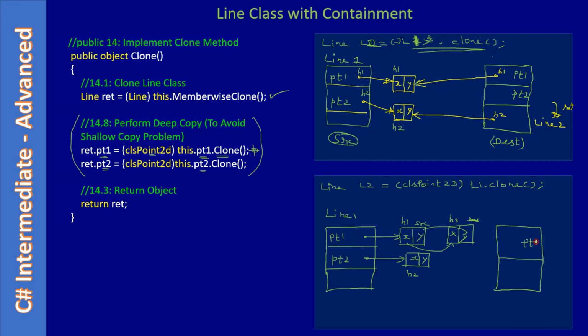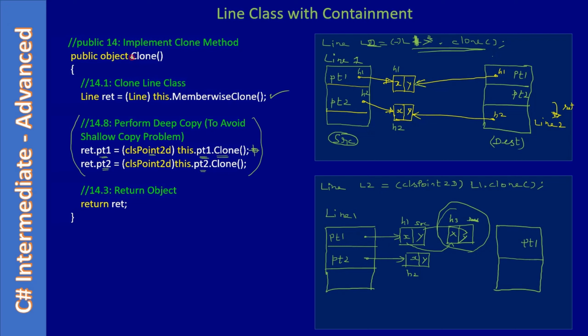Remember, the destination here is the heap location of the line object. So previously at this line, pt1 pointed to the h1 location. Now since we make a call to member-wise clone on a particular member, that means here the particular member is CLS point 2D. We get a new heap location for CLS point 2D, and that heap location is copied because it's a member-wise clone, right? Inside we are making a call to member-wise clone on CLS point 2D. So the content will get copied. After that, this object, that means this destination, will get returned to the caller.